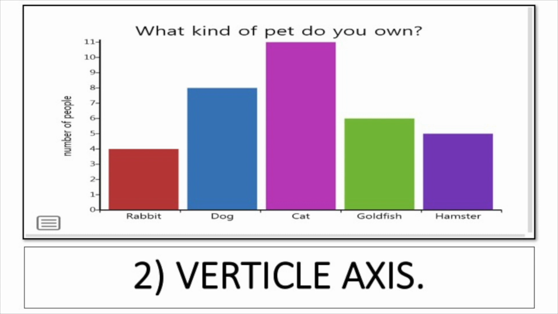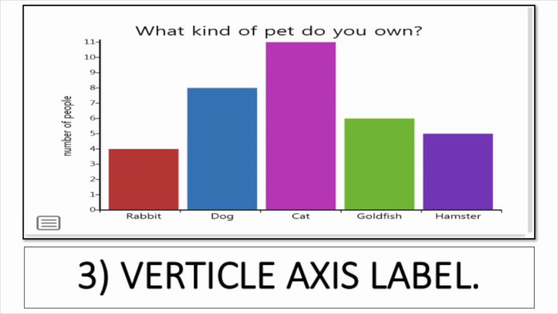Number two, vertical axis. So remember from when doing our line exercises, vertical is going up. The vertical axis is the vertical line here. Okay, so this line here on the bar chart is the vertical axis. But the vertical axis needs more information. It can't just be a line.